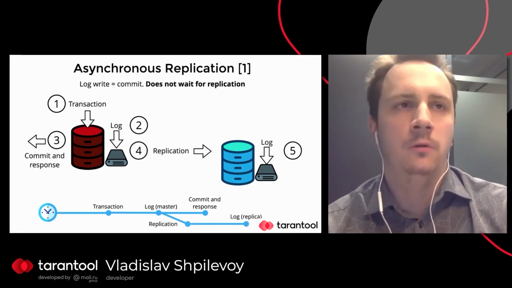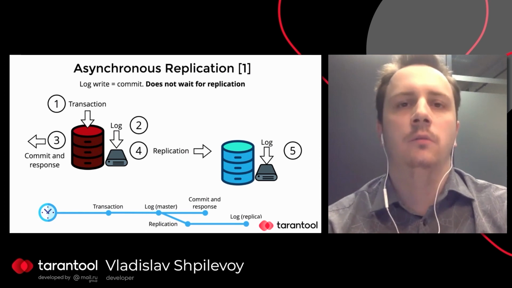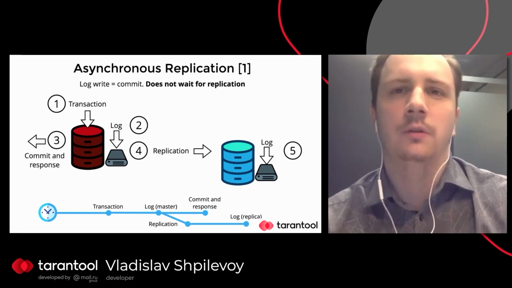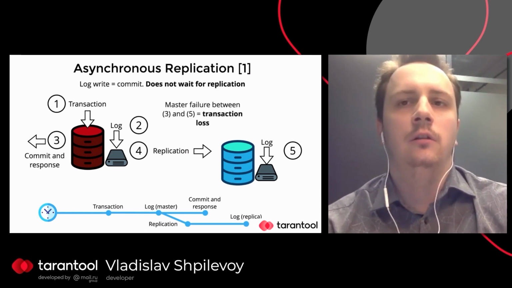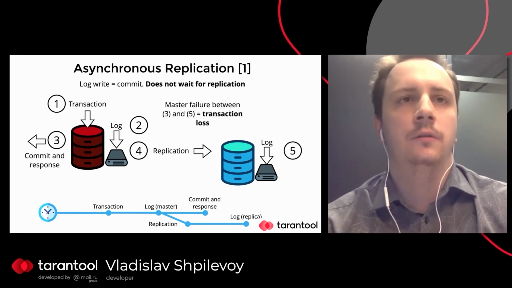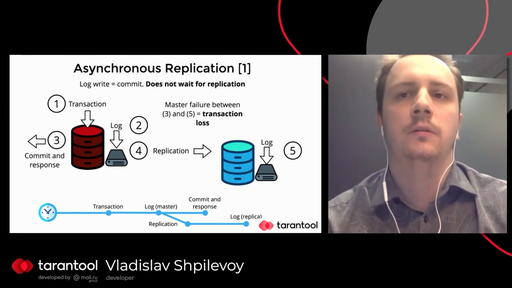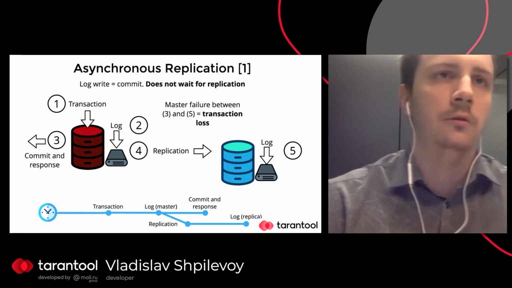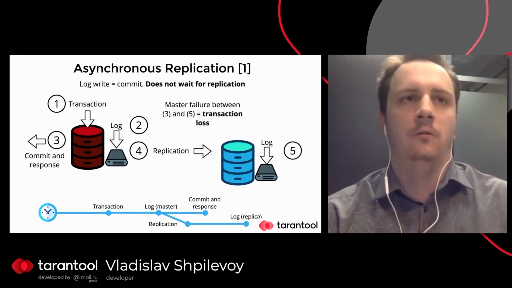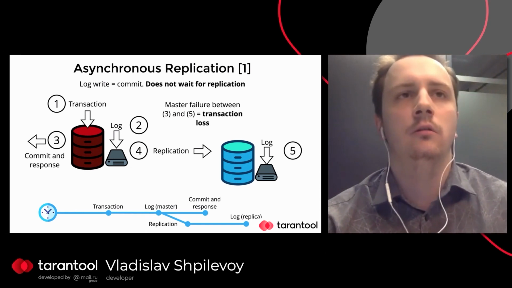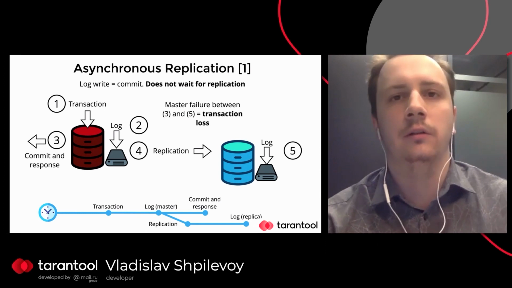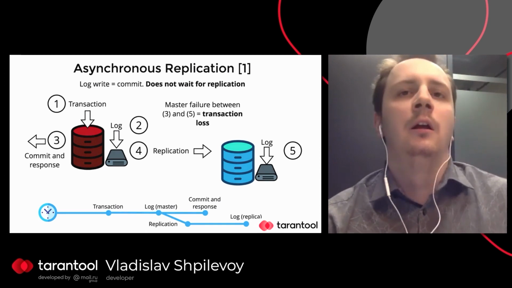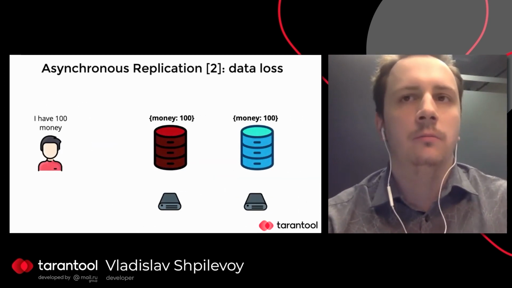A not obvious problem of this schema is that if the master node dies between steps 3 and 5, it leads to data loss because the transaction was responded as successful and was lost after that. So the data is not present on any node and was responded to a client as successful. Here is an example how it happens.